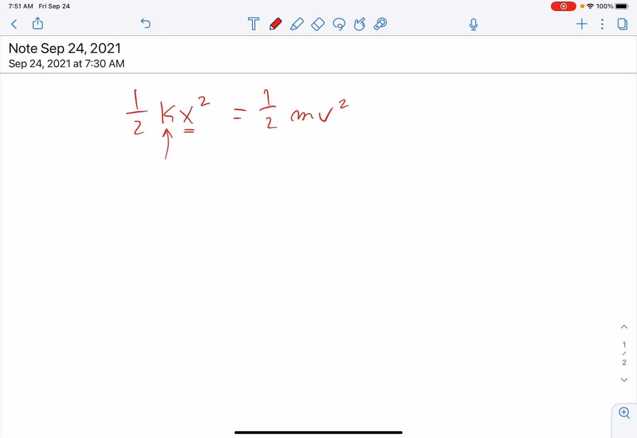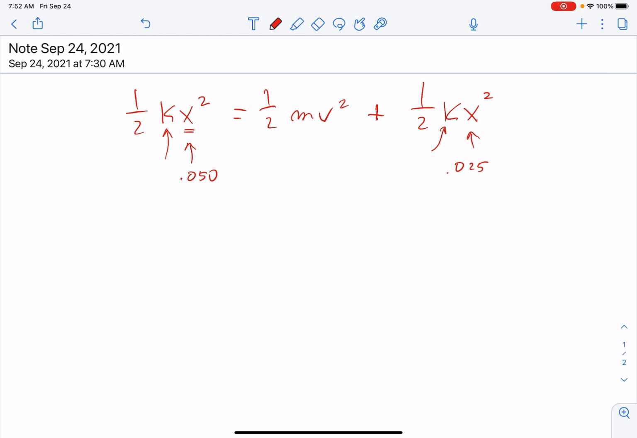Now, in part B, it says find the speed when x equals half the distance that you stretched it. And so now we're going to say we still have some energy stored in our spring. Here, x is going to be 0.050 meters. And over here, my x is 0.025, half as much. The value of k, interestingly, doesn't change. It's constant throughout the problem.